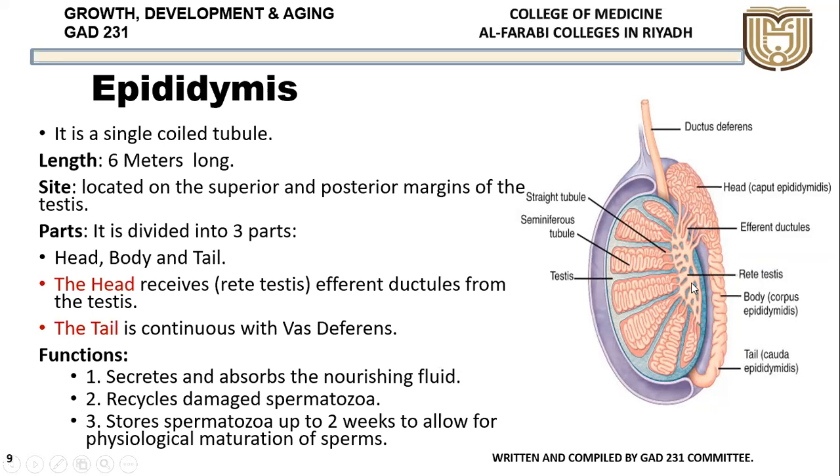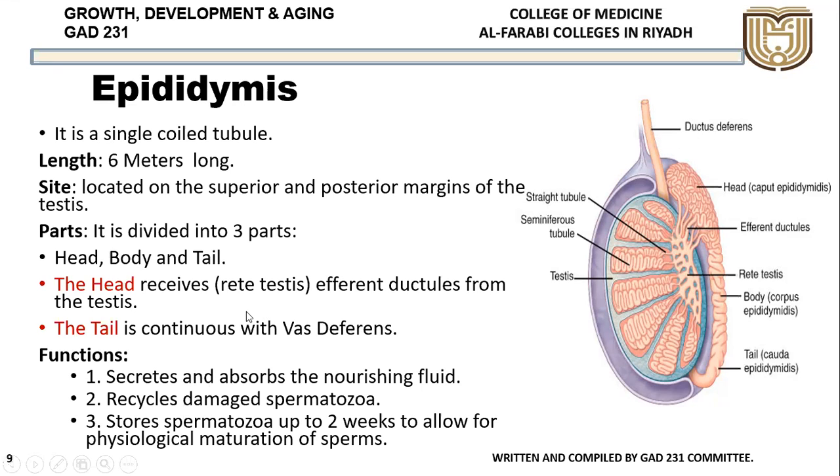Here is the vas deferens, also called the ductus deferens. Both are the same. So the head, body, and tail. The head receives the efferent ductules from the testes. As you can see here, the head is receiving efferent ductules, and the tail will continue as the vas deferens. This is the vas deferens or ductus deferens.